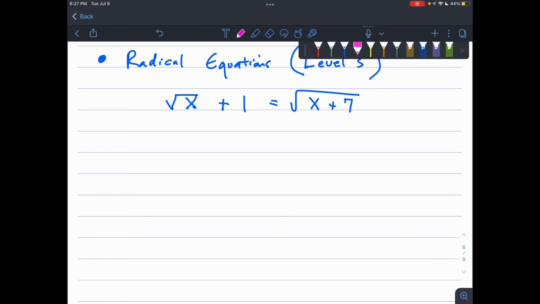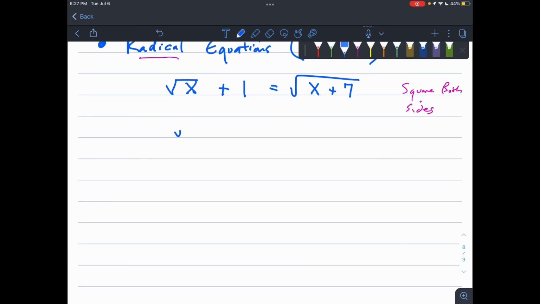So typically we do want to get the radical by itself anytime we're dealing with radical equations. But you'll notice we have a radical on the left. We've got a radical on the right. The radical on the right is already by itself. So we'll go ahead and start by solving from here. We're going to square both sides. So I'll rewrite this. Square root of x plus 1 equals square root of x plus 7. And we'll square the left, square the right.